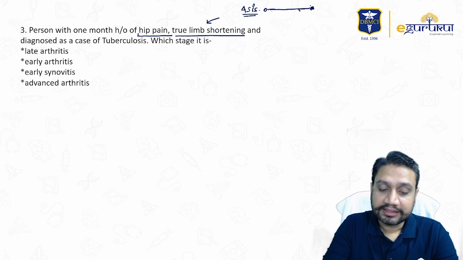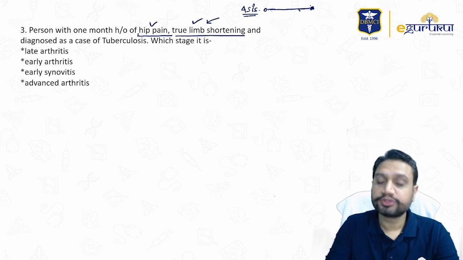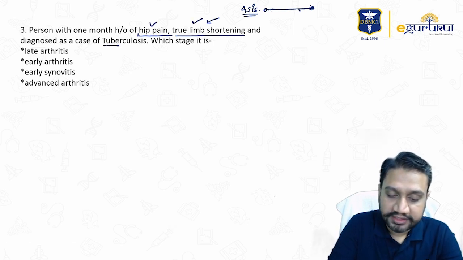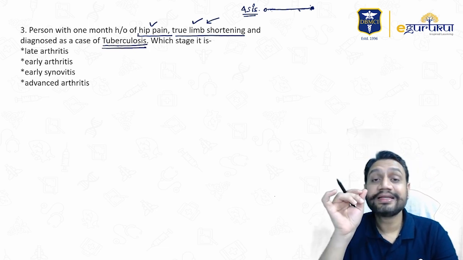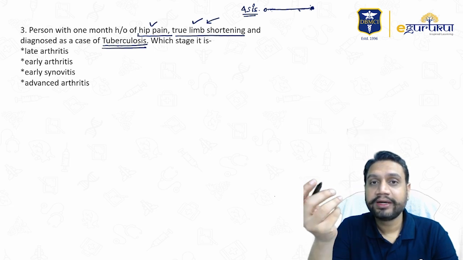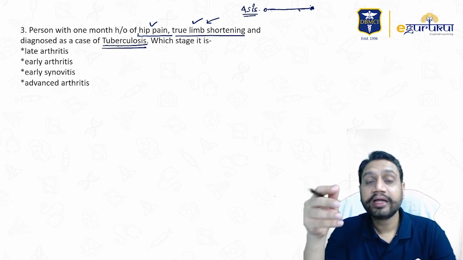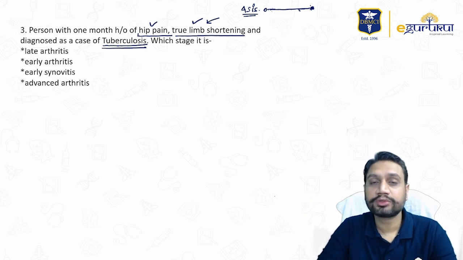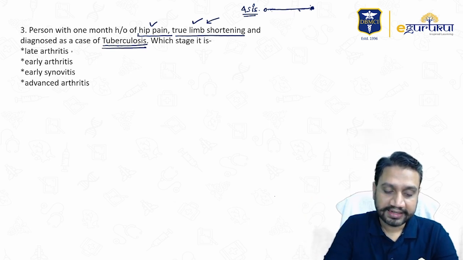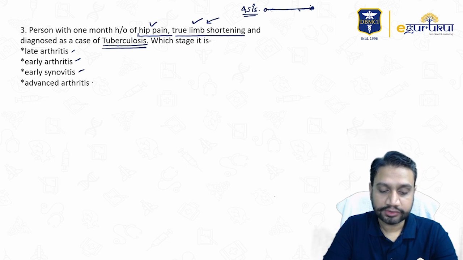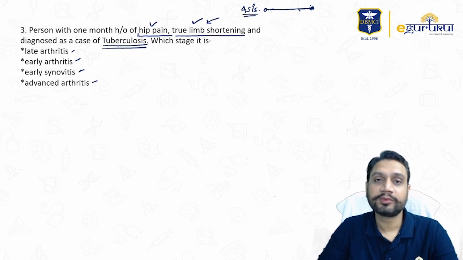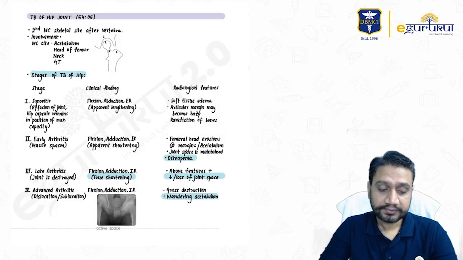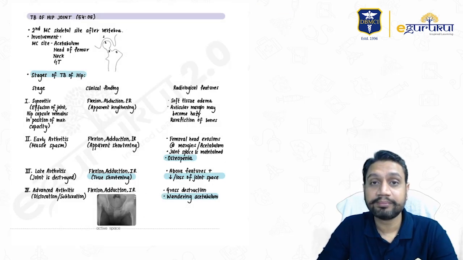So what they are saying is, there is a history of hip pain, there is true limb shortening, and it is diagnosed as a case of tuberculosis. So they have already given you the diagnosis. Now they are just asking you which stage it is. So now I told you one very easy way to remember, in your eGurukul app, in the classroom, and in the eGurukul notes also, whether it is late arthritis, early arthritis, synovitis, or advanced arthritis. So when we discussed the stages of tuberculosis of the hip, what are the different stages? Let's see that. This is a screenshot again from the eGurukul app, the eGurukul notes.